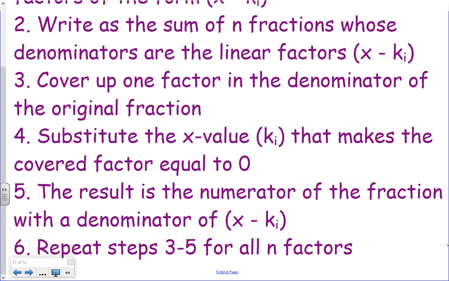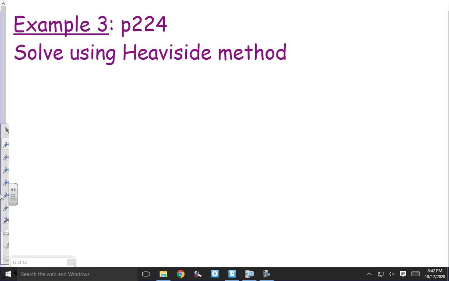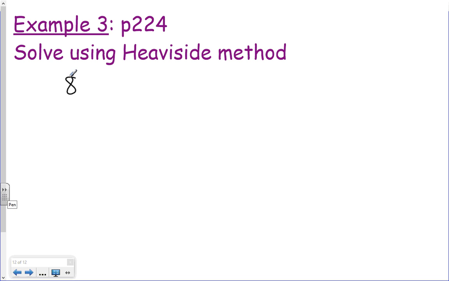All right, so let's try using this method. Let's go back and solve example number 3 again, but this time we're going to use the Heaviside method. So let's write down the original problem again. They gave us 8x minus 1 divided by x plus 4 times x minus 7. They already wrote it in factored form. That was nice of them, but they didn't have to.